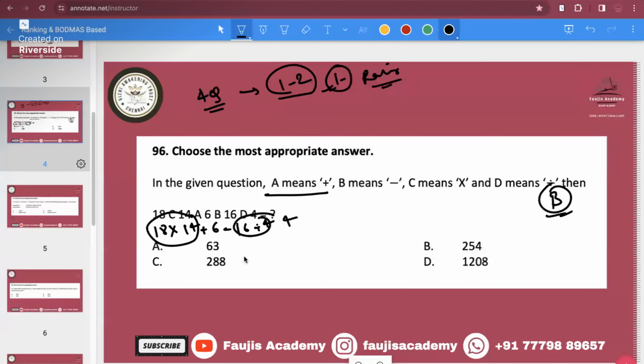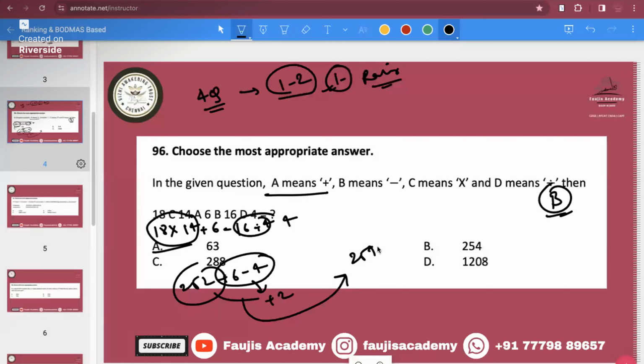Okay. So 180 plus 72. 252. This is your 252 plus 6 minus 4, which means essentially this is plus 2. And if you do plus 2 with this, it will fetch you how much? 254. Right, guys? So we'll go ahead with B as the answer.